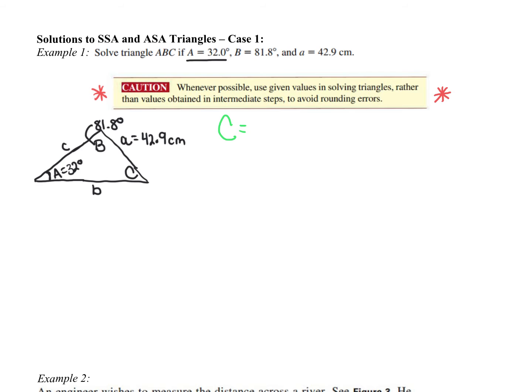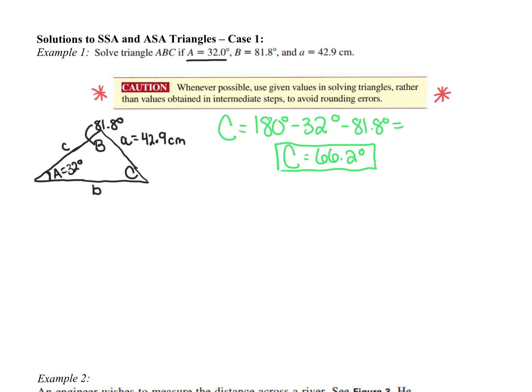The angles of a triangle always add up to 180. So to find capital letter C, I can take 180 degrees and subtract away the 32 that I have from angle A and the 81.8 degrees I have from angle B, and that will result in having what angle C is. Angle C, if you type that in and calculate it, should be 66.2 degrees. So there's one piece I'm missing. I was missing 3. I found one of them.